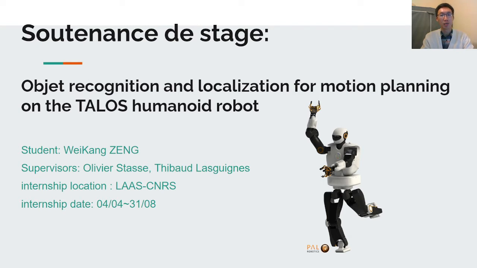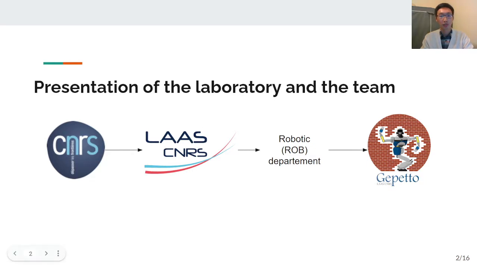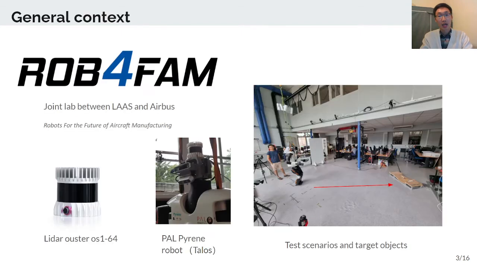Before that, please allow me to introduce my internship unit and team. The full name of the lab is the Laboratory for Analysis and Architecture of Systems, which depends on CNRS, and the Gepetto team, in which I did my internship, belongs to the LAAS robotics department. The research activity of the Gepetto team is to analyze and generate the movement of anthropomorphic systems. My internship is based on the collaborative project between LAAS-CNRS and Airbus, called Hope for Fun.